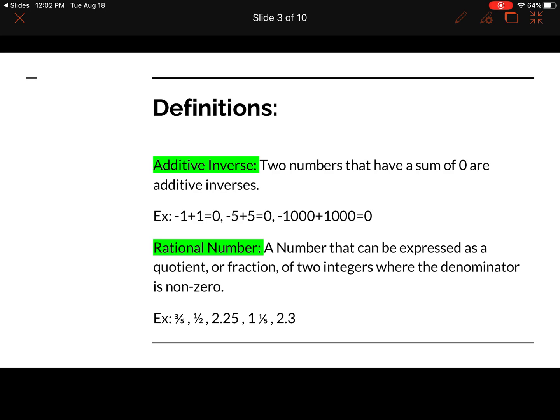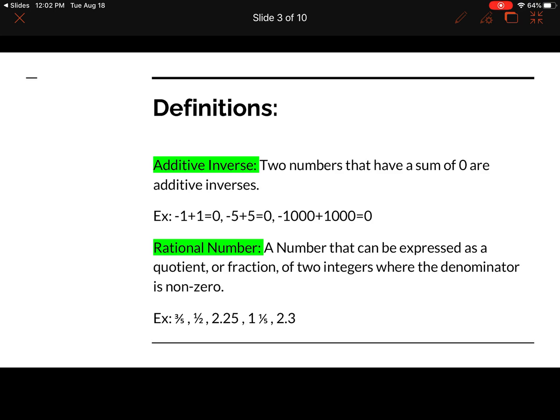So what can we tell? Well, all of these additive inverses are also opposite integers. That means the additive inverse of any integer will be its opposite integer. For example, if you want to look at negative 1 billion, what is the opposite integer of negative 1 billion? Well, 1 billion, and 1 billion is the additive inverse of negative 1 billion.